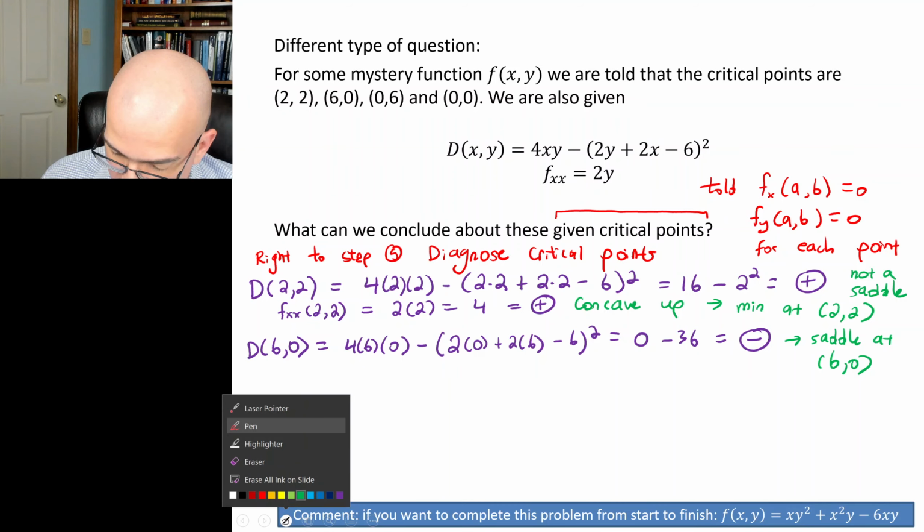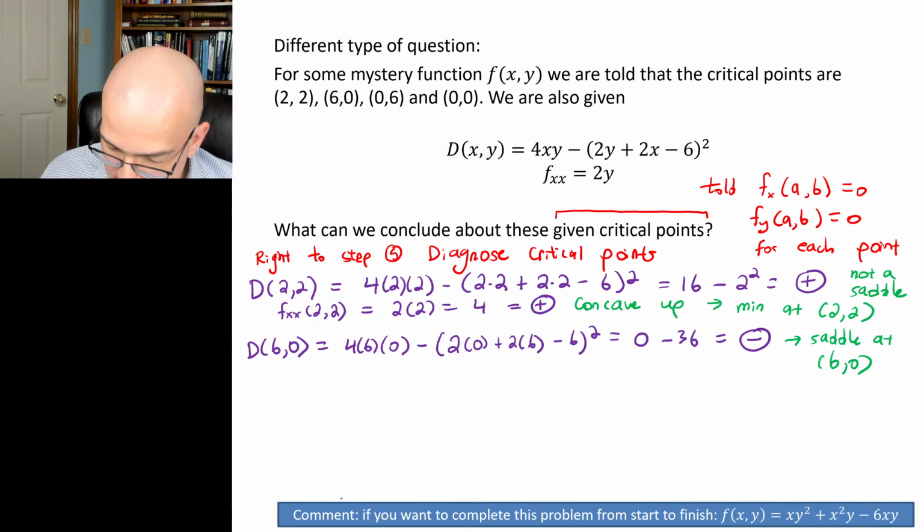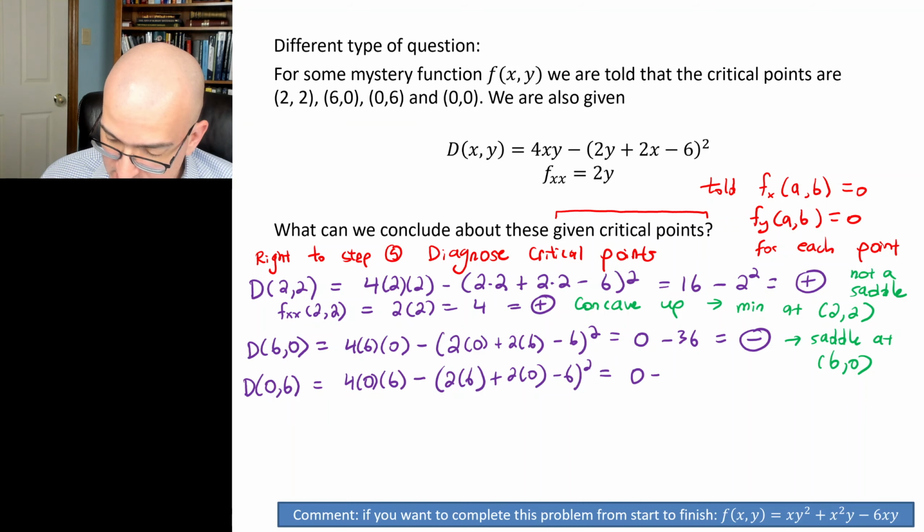Okay, next critical point, we're going to check 0, 6. So 4 times 0 times 6 minus 2 times 6 plus 2 times 0 minus 6 all squared. We get 0 minus 6 times 6 again, so 0 minus 36.